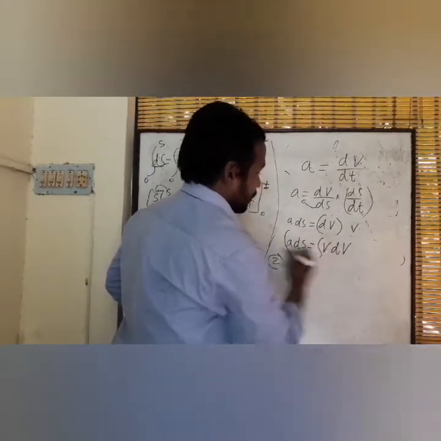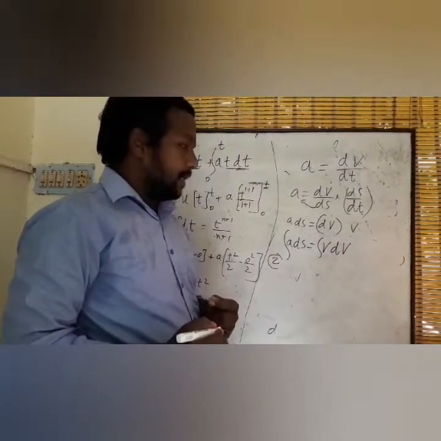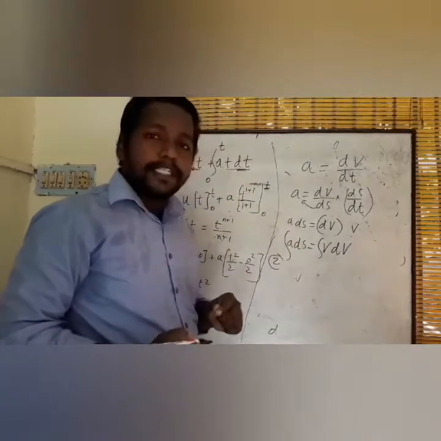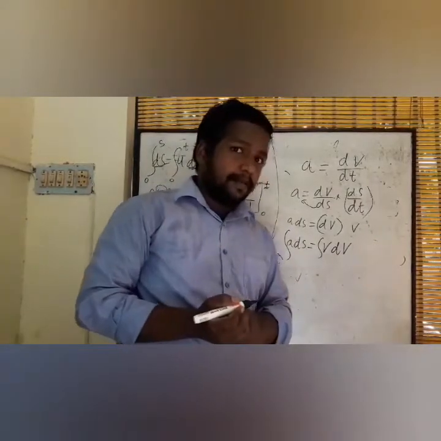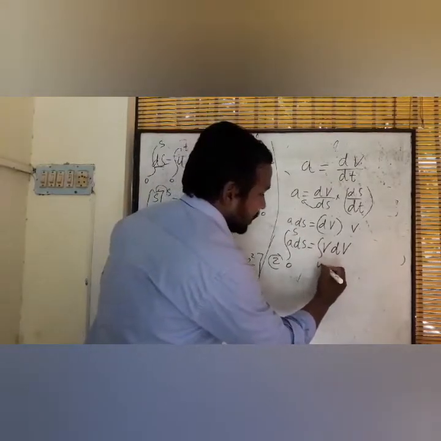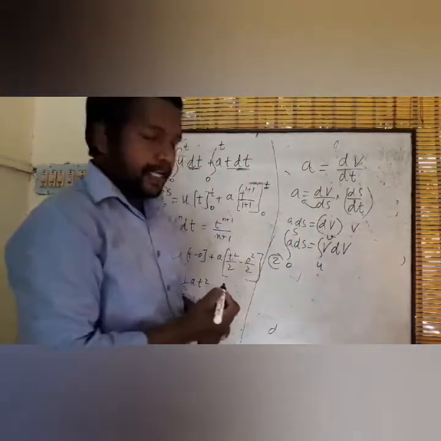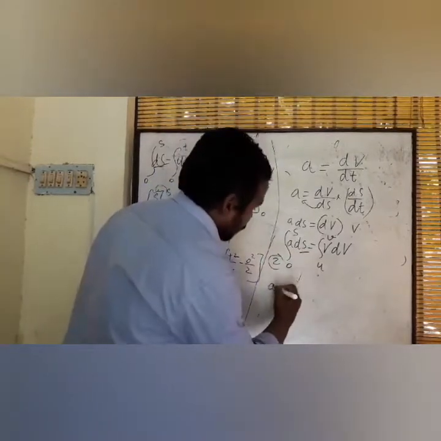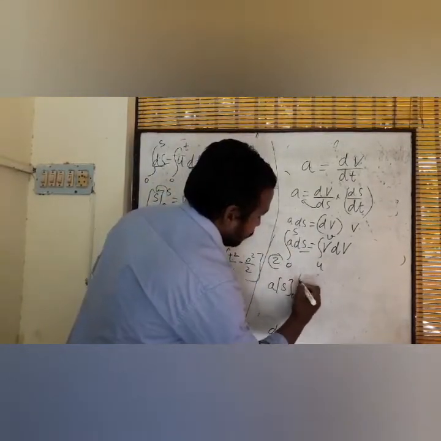Integrate on both sides. Tell me here which one is the variable term. Here displacement is a variable. Here velocity is a variable. So starting is 0 to s. Here starting with the initial u to v. Integration of ds will be s, so 0 to s.